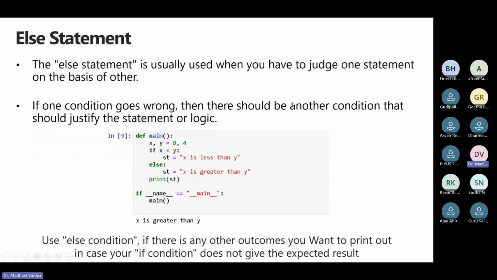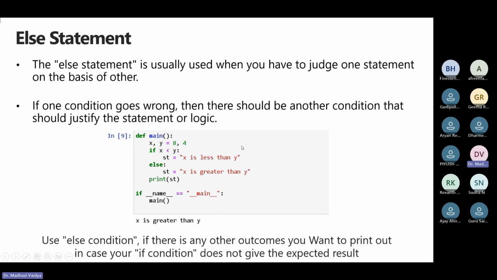The else statement is usually used when you have to judge one statement on the basis of the other. If one condition goes wrong, then there should be another condition. Suppose I want to go straight, but after some time I come to know that this road is going towards some other city, and I don't want to go to that city. I could have taken that left side road only. So I'll have to come back, or search for a later left-hand side road so that both roads could have met each other.